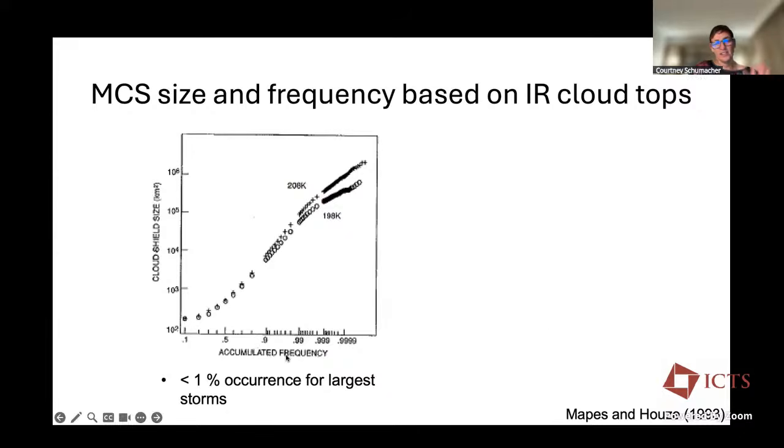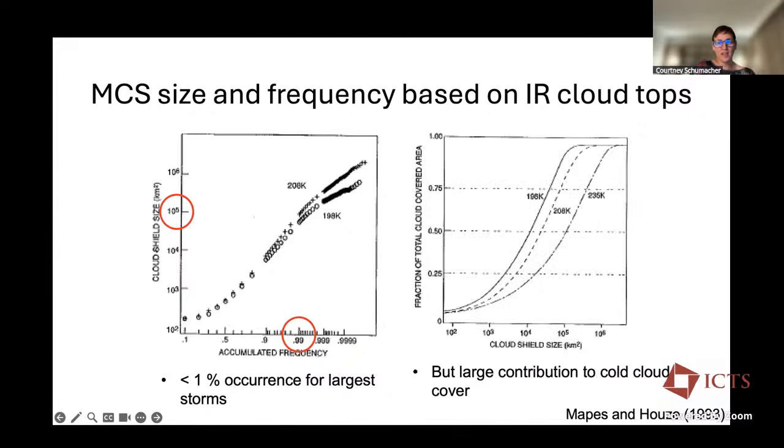These MCS sizes also are logarithmic. Here, this is over the West Pacific. This is accumulated frequency on a log scale on the x-axis, and then cloud shield size on the y-axis. If you look at the 1% frequency, so rare, doesn't happen very often, they're pretty big, right? So the big ones don't happen very often. The little ones happen a lot more often.